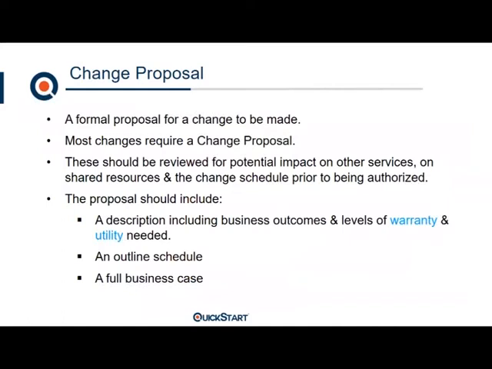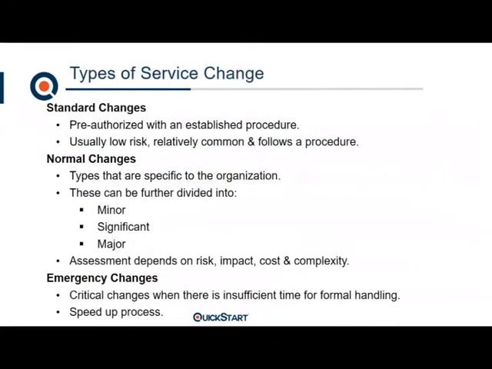So we can also write down the schedule, for example, how long we are expecting this change to take, and the timelines roughly we can provide. And also we justify what the significance of these changes is, and what output this change will bring. So that's the change proposal. Now, there are three different types of service changes: standard changes, normal changes, and emergency changes.